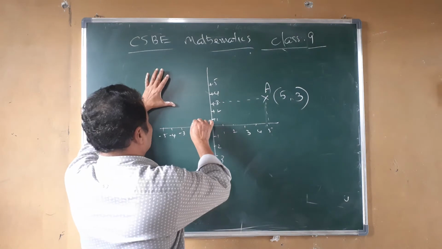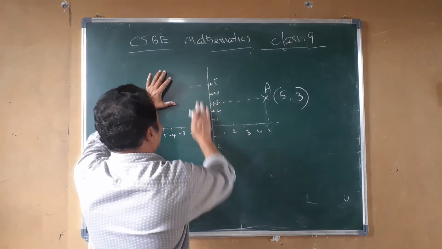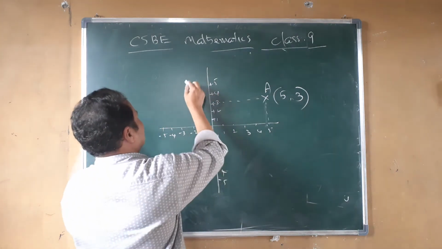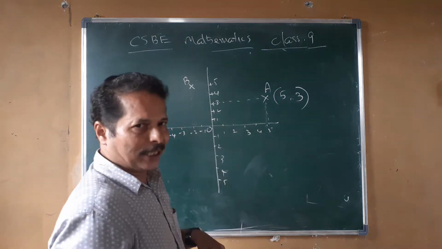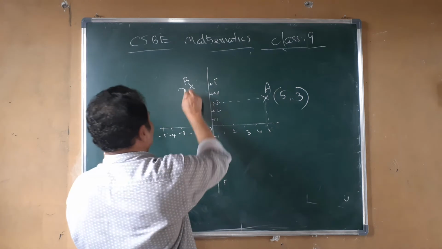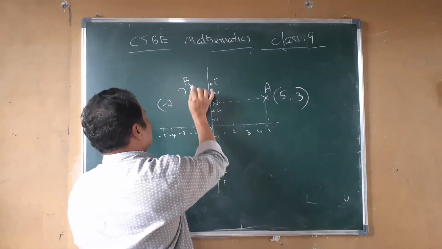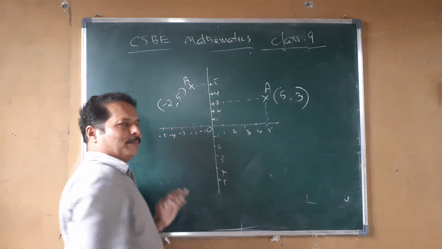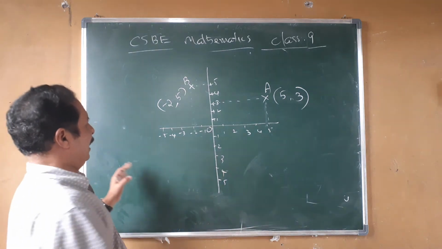Another one is given like this. The lines are not given, but the position is given as B. Can you say which one that is? X coordinate is here, y coordinate is here. So the x coordinate is minus 2, y coordinate is equal to 5. Get the idea? And then one more.